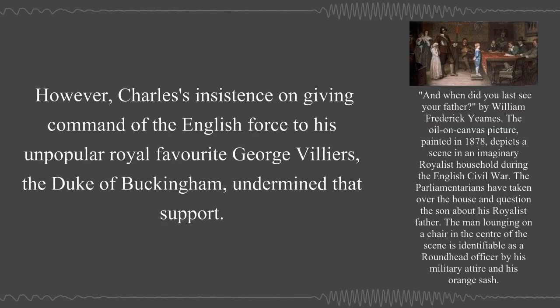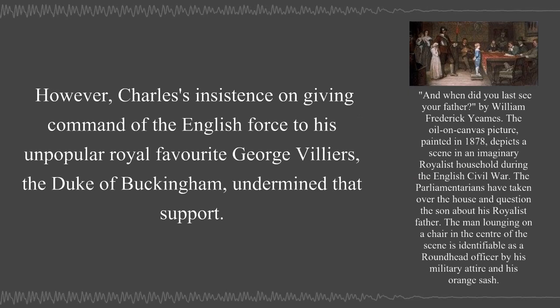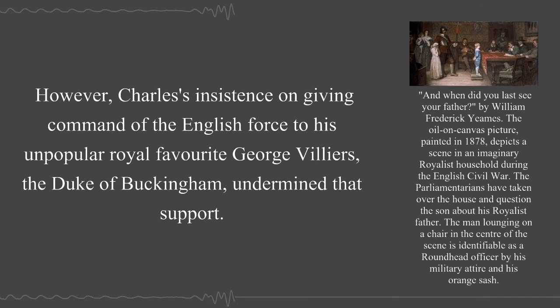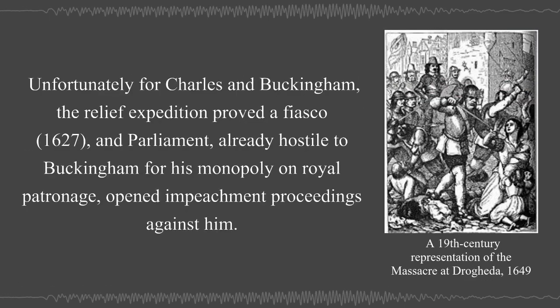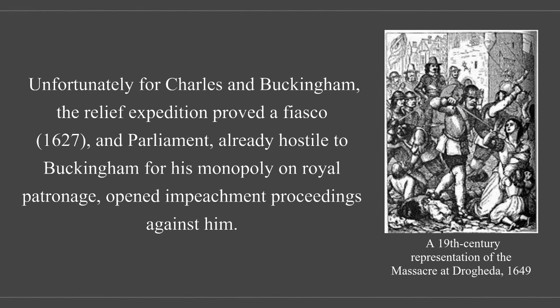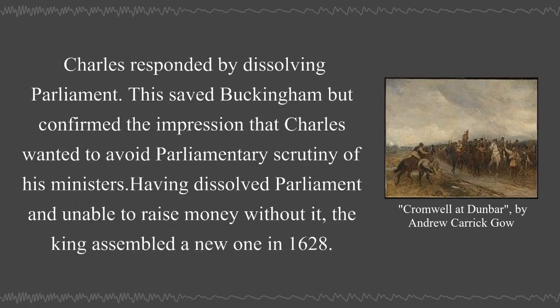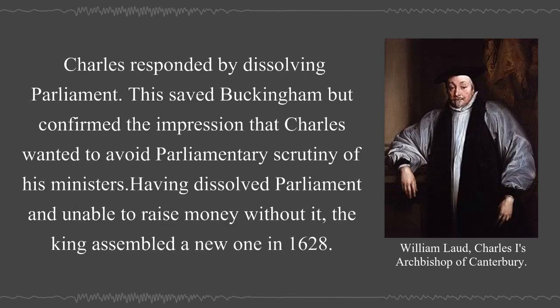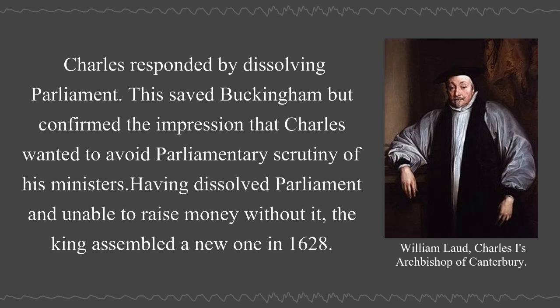However, Charles's insistence on giving command of the English force to his unpopular royal favorite George Villiers, the Duke of Buckingham, undermined that support. Unfortunately for Charles and Buckingham, the relief expedition proved a fiasco. In 1627, Parliament, already hostile to Buckingham for his monopoly on royal patronage, opened impeachment proceedings against him. Charles responded by dissolving Parliament. This saved Buckingham but confirmed the impression that Charles wanted to avoid parliamentary scrutiny of his ministers.